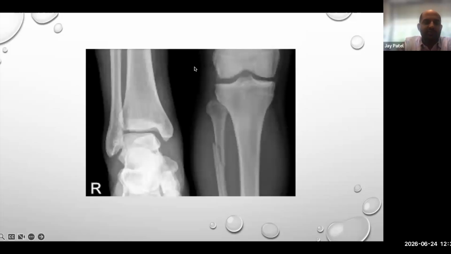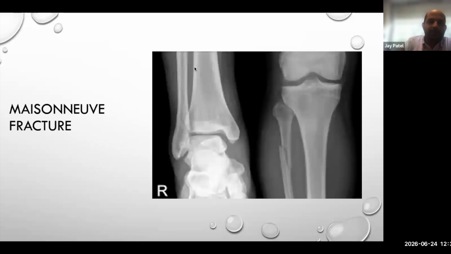This is an interesting one. You can see on the X-ray on the left side of the screen, there is a little bit of a widening of the joint medially, not very obvious, but you can see there is a fibular fracture proximally. These are called Maisonneuve fractures.